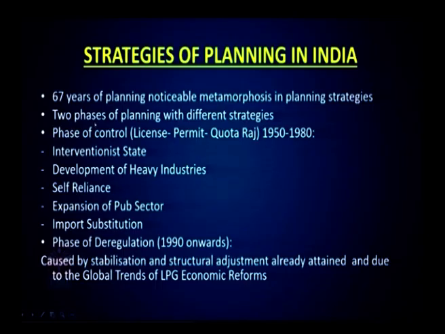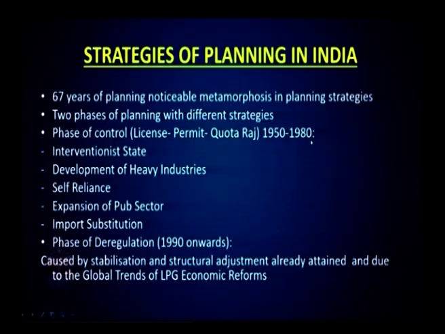The first two phases. The first phase is called the phase of control, also called license, permit, quota raj, which was from 1950 to 1980. So this phase of control was made up of an interventionist state. That is, the state was intervening in all the economic activities. Heavy industries were to be developed, self-reliance, expansion of public sector, import substitution. These were the important aspects.